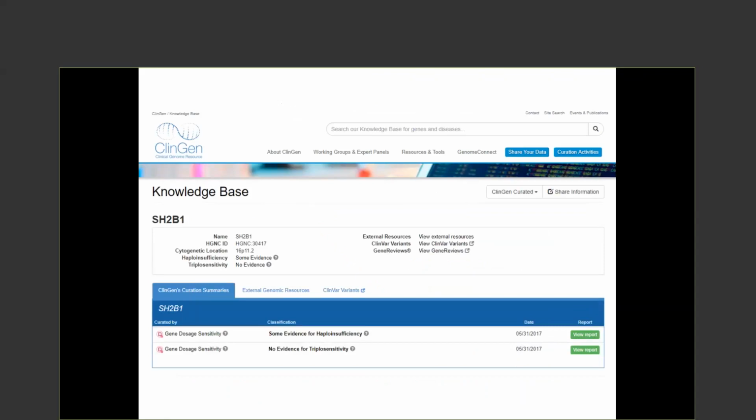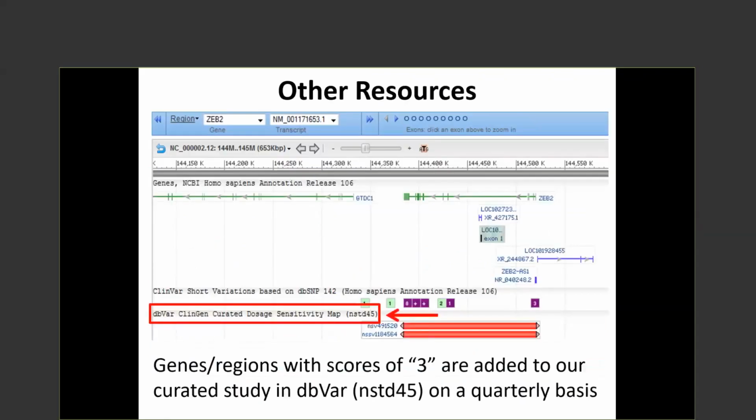Here's a screenshot of how the dosage results are displayed on clinicalgenome.org. This is, of course, the same information that's also available on the dosage site, but again, only includes the single genes, not the regions at this time. And finally, on a quarterly basis, genes and regions that have been given a score of 3 or dosage sensitivity unlikely are added to a data set in NCBI's DBVAR called the ClinGen Curated Dosage Sensitivity Map, or NSDD45. And this information can be downloaded and used to make tracks for the browser of your choice, and it's available as an optional track selection in NCBI's variation viewer.